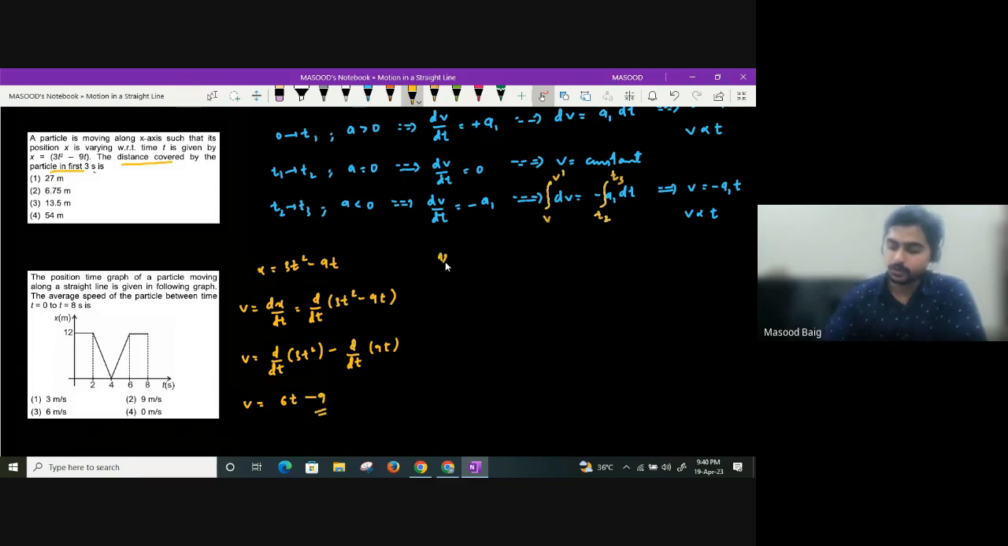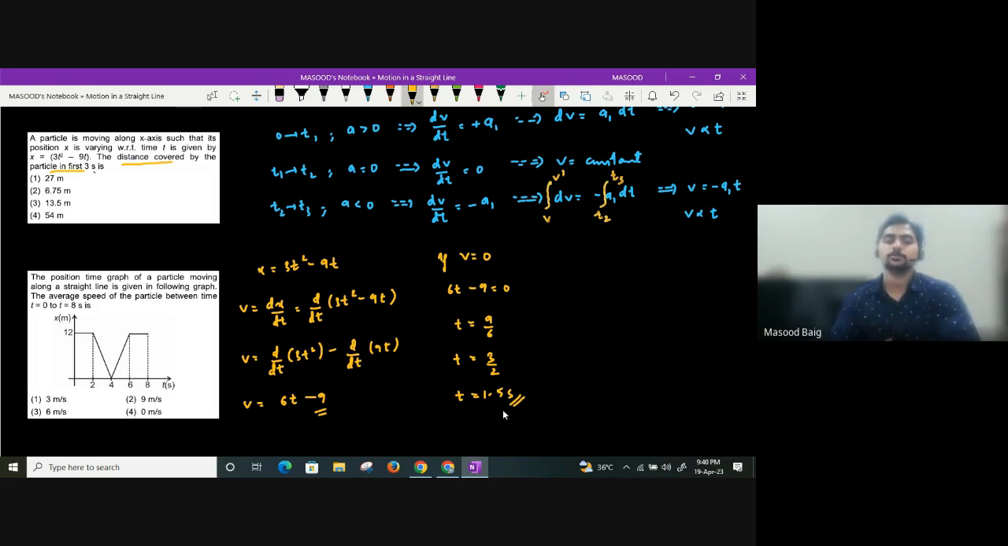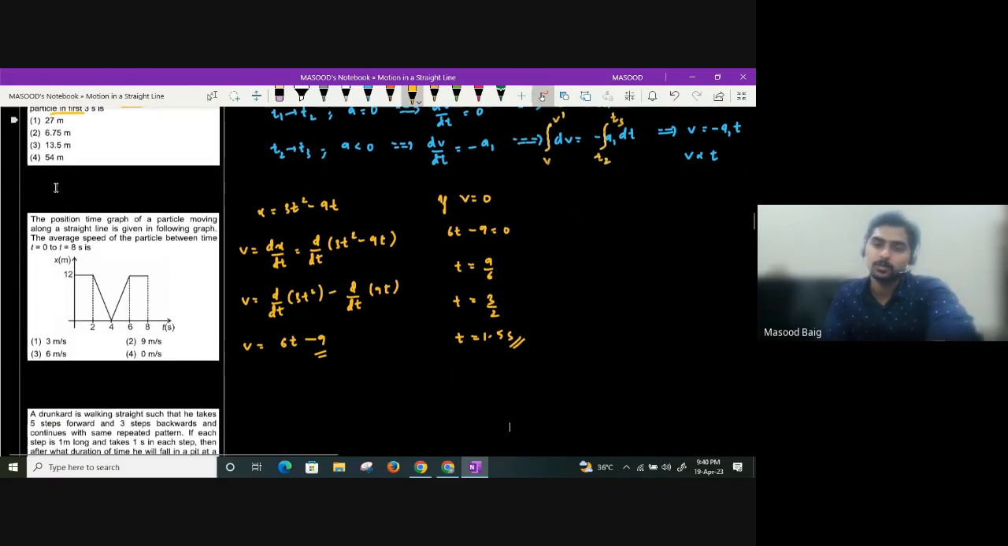Now, if velocity is 0, what will I get? 6t minus 9 will be 0. So t value will be 9 by 6, means 3 by 2, so 1.5 seconds. So at 1.5 seconds, velocity is becoming 0. Is this 1.5 seconds lying in the first 3 seconds? Yes. So now I will say distance and magnitude of displacement will not be equal, guys.